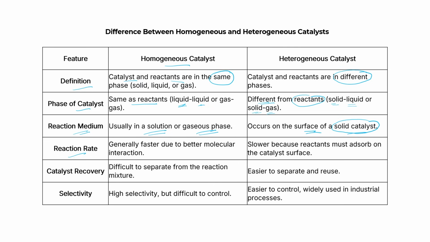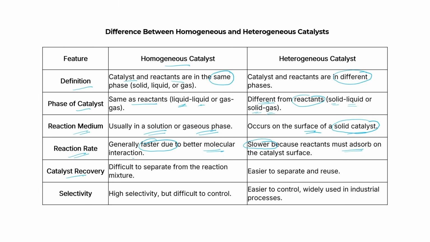Now, when you compare the absolute rate of the reaction, generally it has been observed that homogeneous catalyzed reactions are relatively faster because they involve molecular level interaction. On the other hand, heterogeneous catalyzed reactions are relatively slower because they are controlled by the diffusion process. You need to physically adsorb your reactant molecule on the catalytic surface, which makes the process relatively slower.